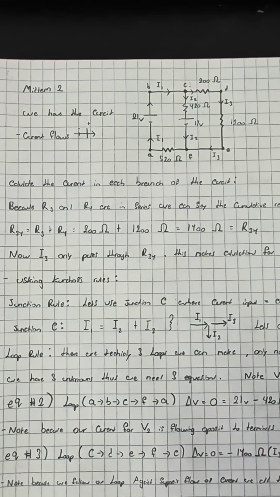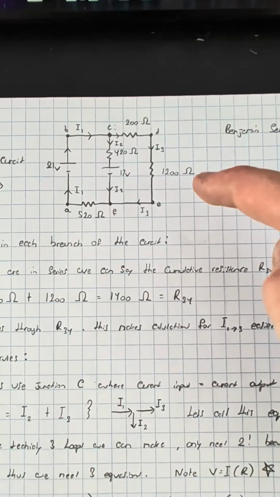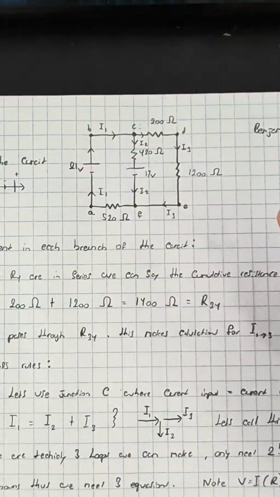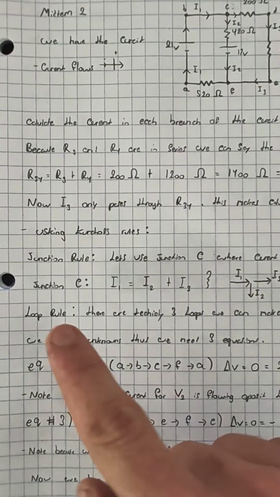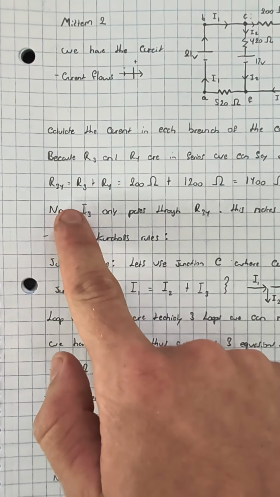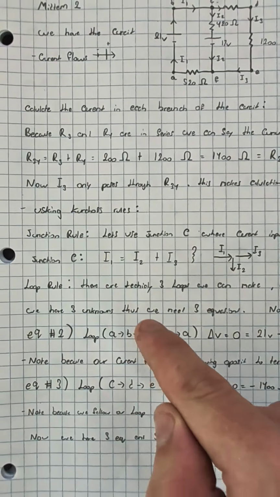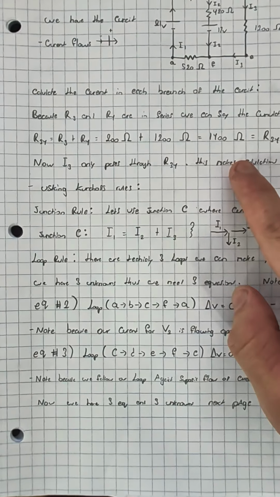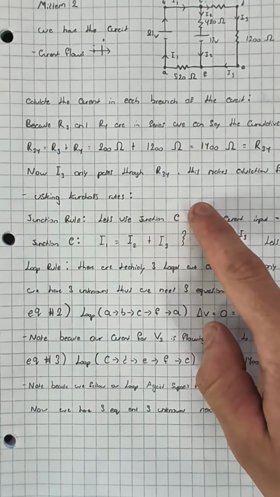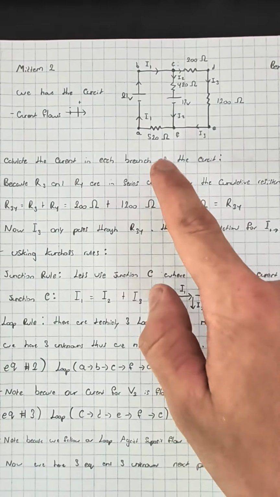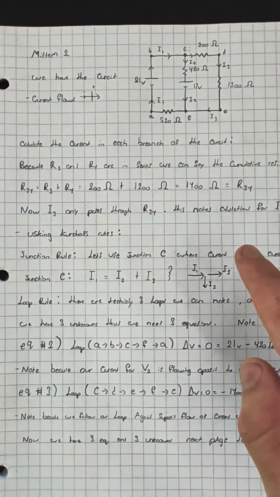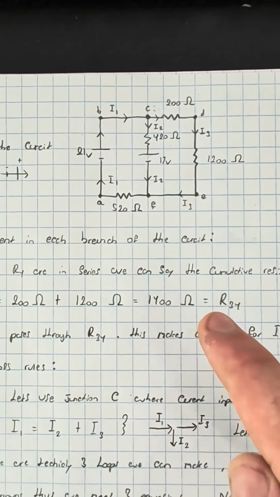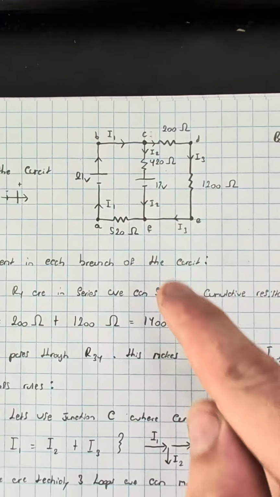Because these two resistors are in series, I'm going to combine them just to make my life a little bit easier into what I have here, which is R2 and 4. Once I have my R2 and 4 right here, which is 1,400 ohms, I will be using Kirchhoff's rules to calculate each of the currents through each branch. I have these little A, B, C, D, E points, and those correspond, like you see, to my little chart there.